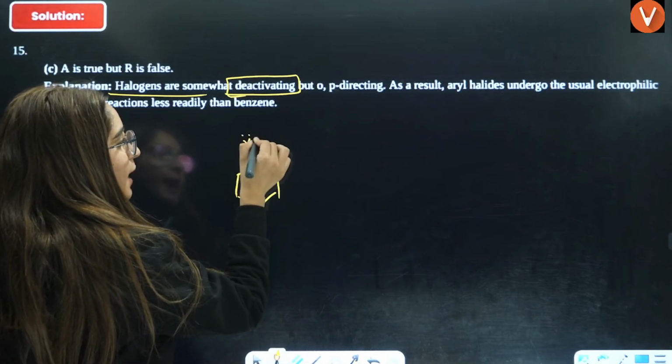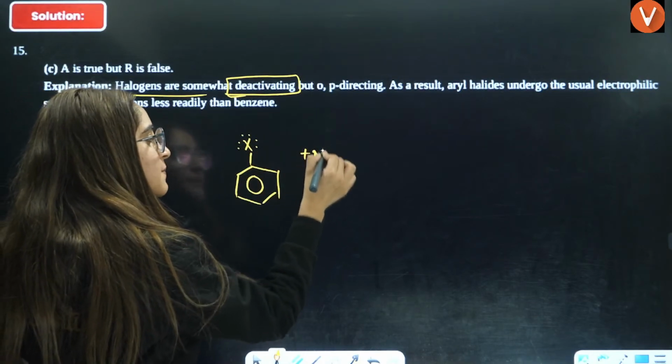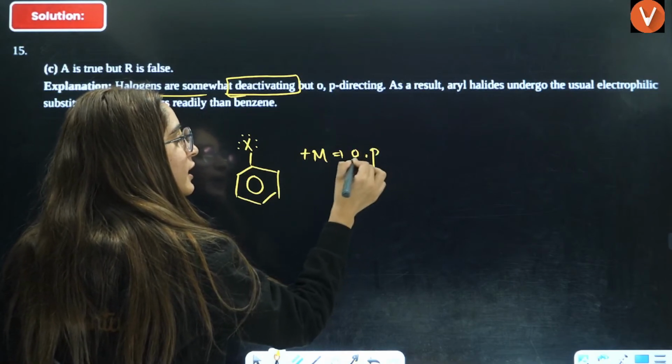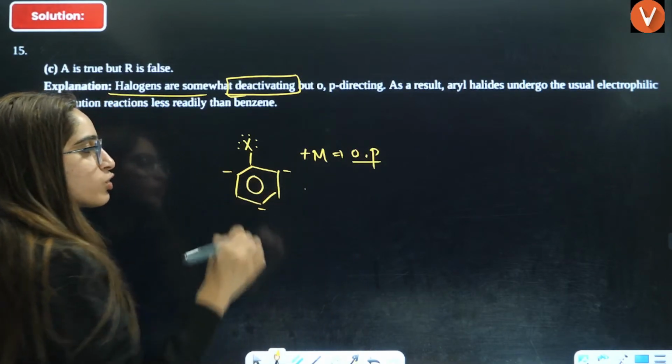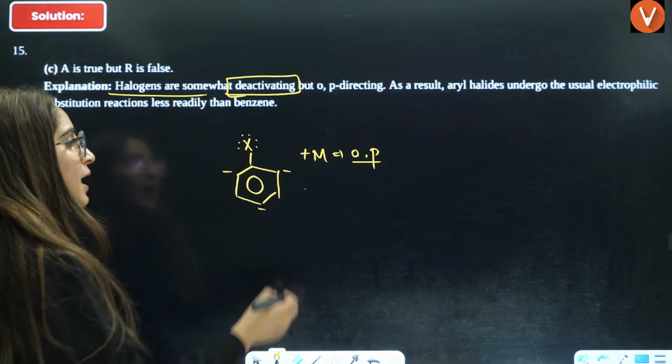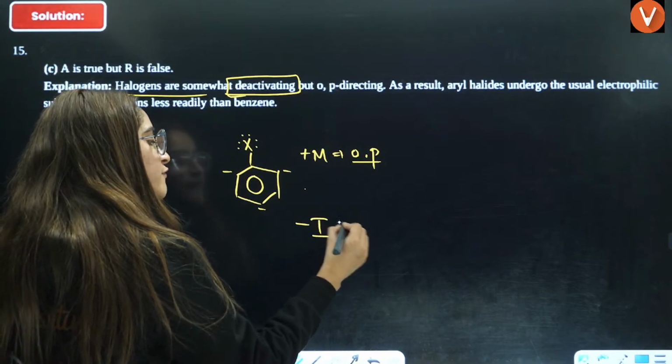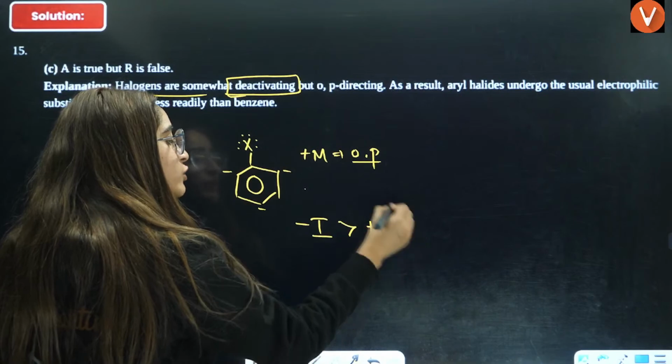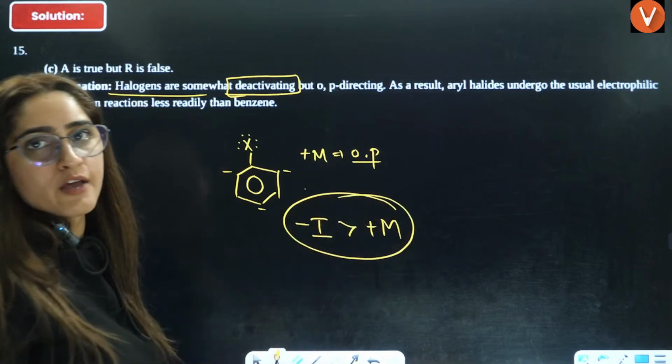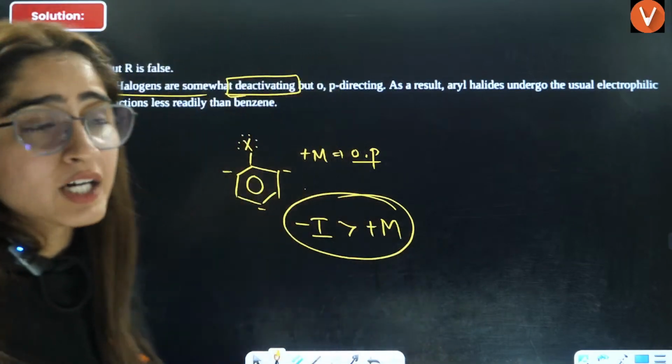Basically, what exactly happens here? It shows plus M effect. That's why it is ortho and para directing, because it has negative charge on the ortho and para positions. But it also shows minus I effect, and here minus I effect dominates. It's the only case where minus I effect will dominate. That's why it is a deactivating group.